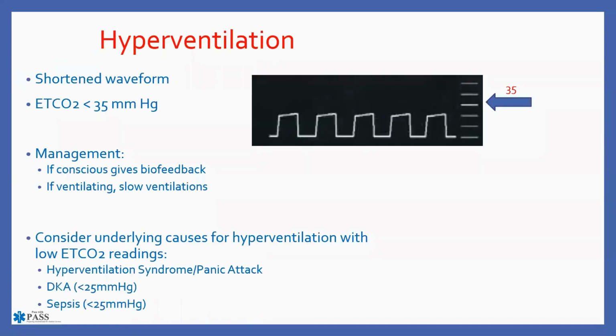On the other side, hyperventilation. So my ventilation is high, my CO2 level is going to be low. So it should be up here at 35, and you can see that it's lower than that. We're down here to about 15. So we are hyperventilating. If the patient is conscious, this gives good biofeedback. If ventilating your patient, then you need to slow your ventilations.